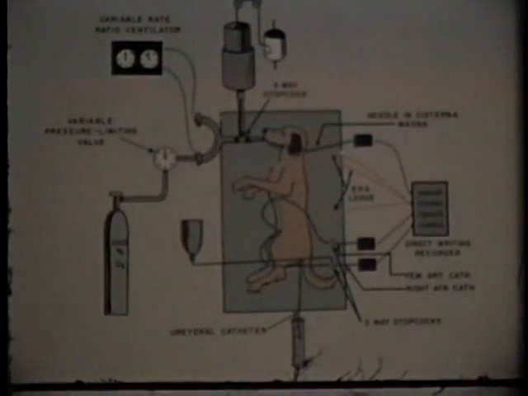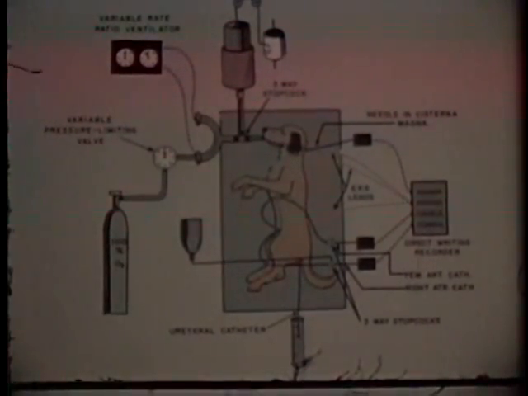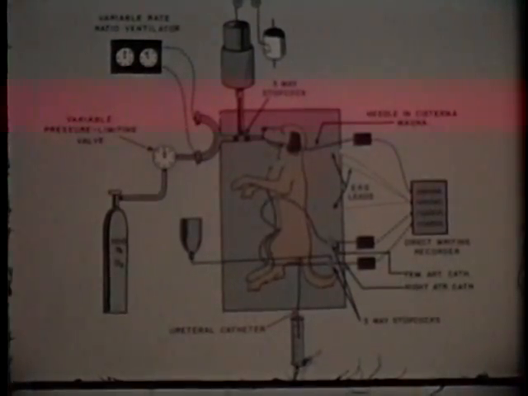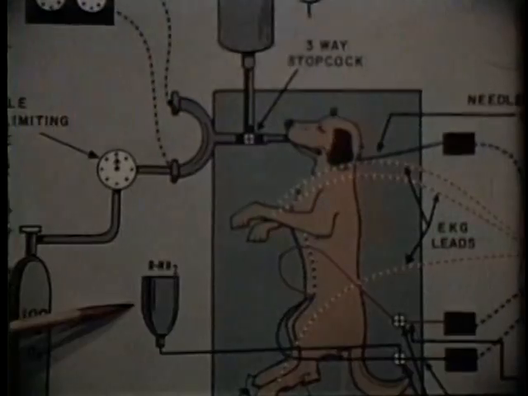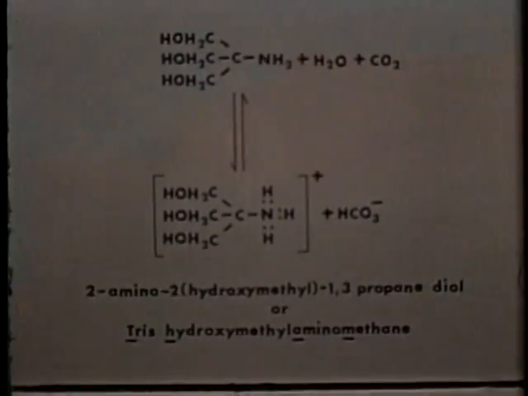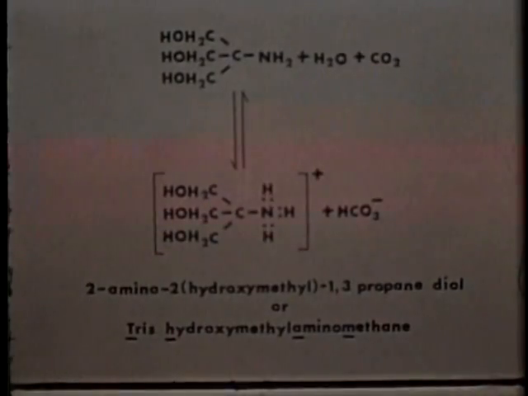This dog, however, was treated with an intravenous infusion of 2-amino-2-hydroxymethyl-1,3-propanediol, or trishydroxymethylaminomethane, or THAM. THAM, a compound of low toxicity, will buffer carbon dioxide as shown in the following reaction.